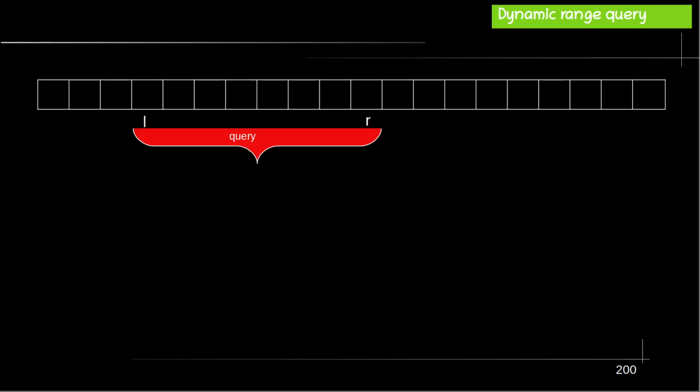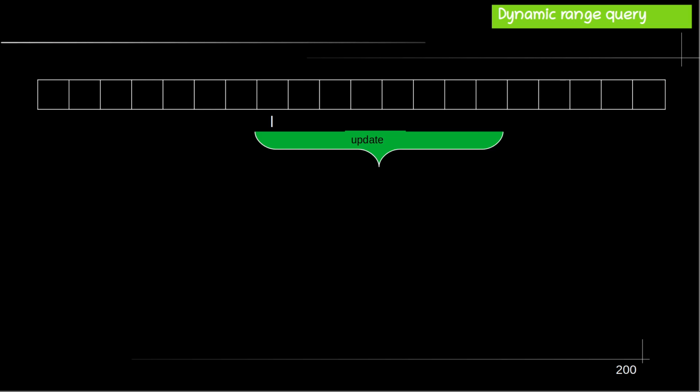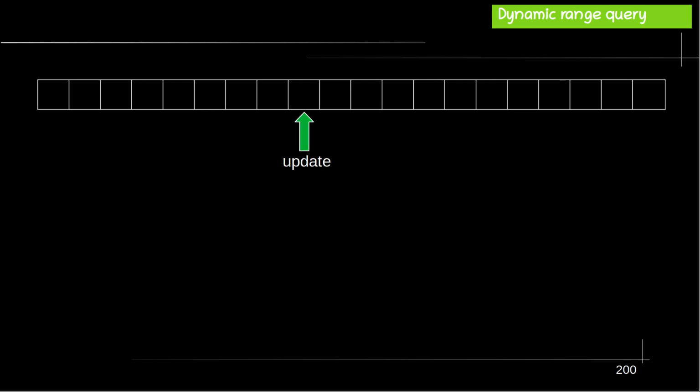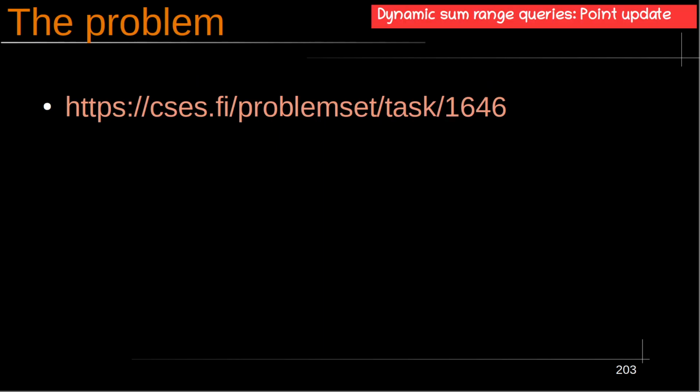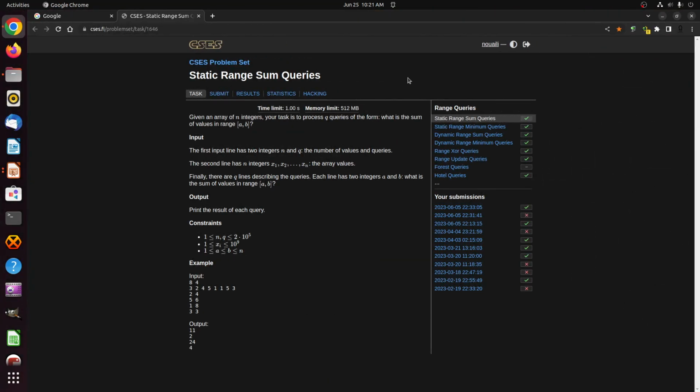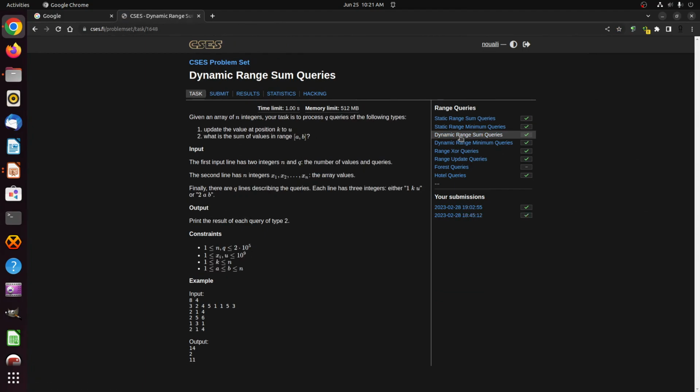So, as we have seen in this presentation, we have what we call a point update. A point update is just updating one element in the original array. So we will see the dynamic range query with point update. As usual, we're going to use this problem, dynamic range sum queries.